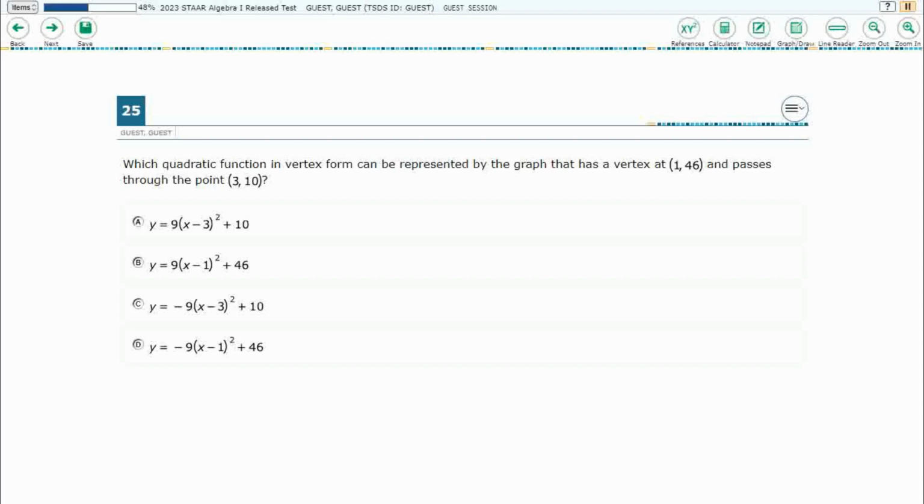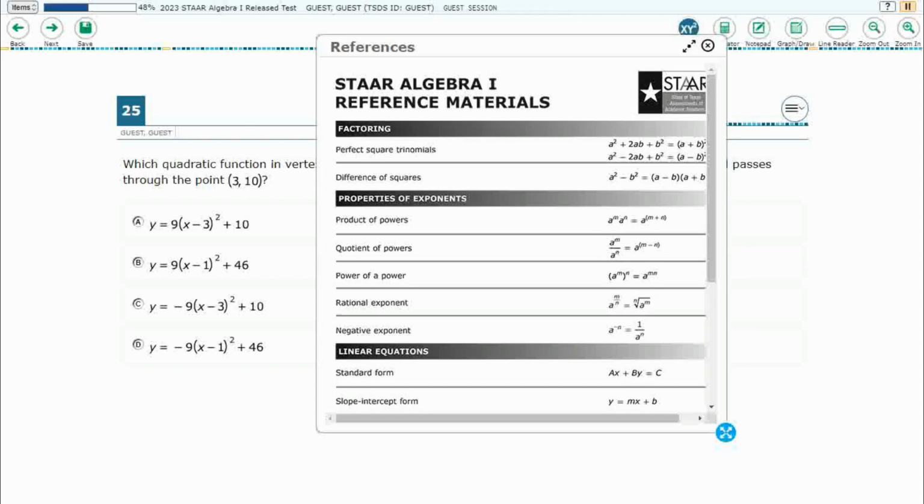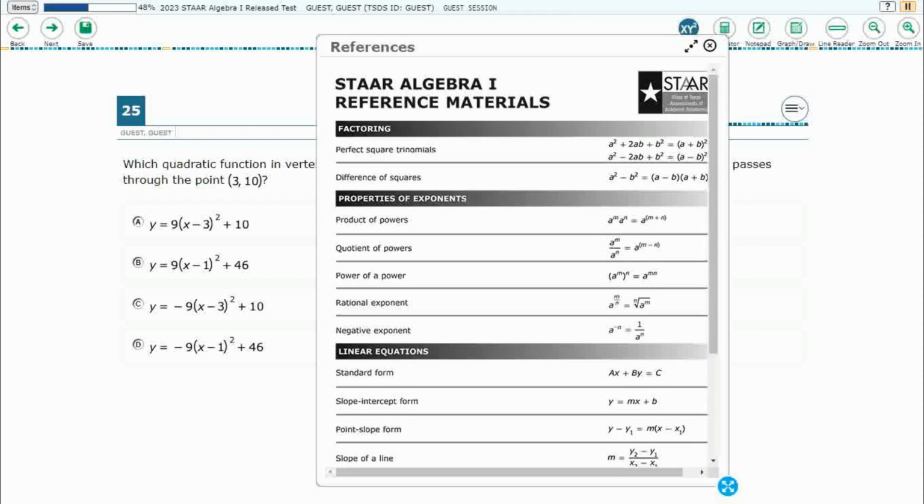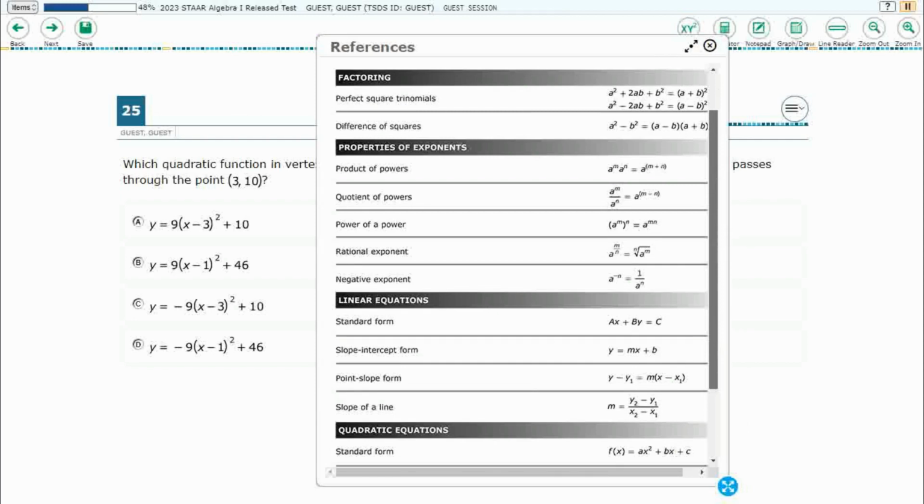So we need a quadratic function in vertex form that can be represented by the graph that has a vertex and through the point. And notice our answer selections. That is not our typical quadratic standard form, and they tell us it is in vertex form. So let's open up our reference materials. You see our standard form, look at the bottom of the screen.